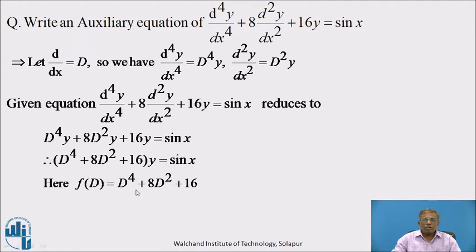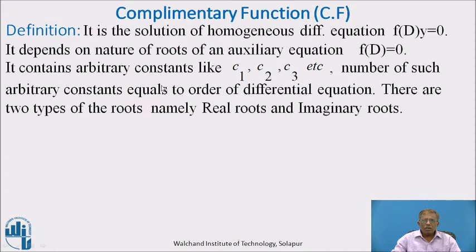Here f of D is D raised to 4 plus 8 D square plus 16, and when we equate f of D equal to 0, we get an auxiliary equation, that is, here D raised to 4 plus 8 D square plus 16 is equal to 0 is the auxiliary equation for the given differential equation. Now let us start with complementary function.